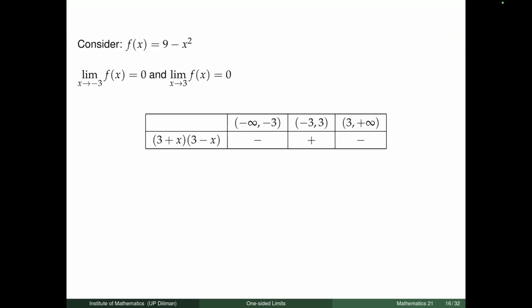So going back to our example. Here, for this part, f is approaching 0 through negative values. Here, f is approaching 0 through positive values. Here, f is approaching 0 through negative values. That is what is happening.